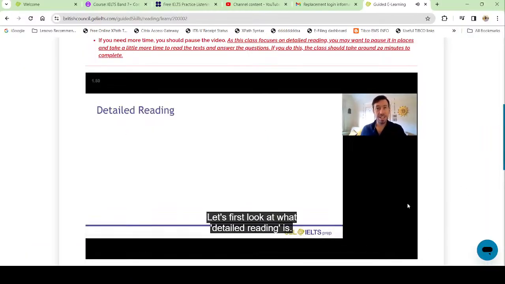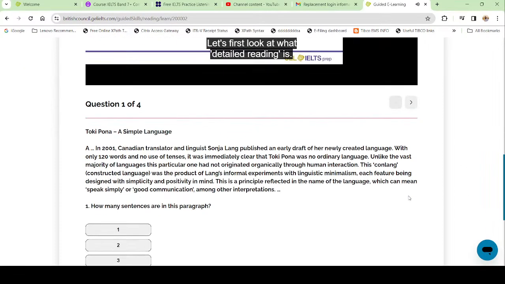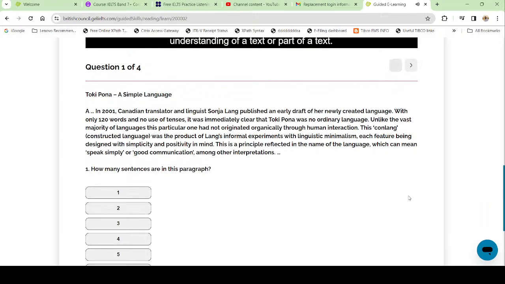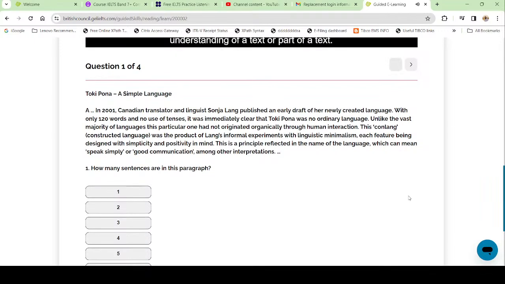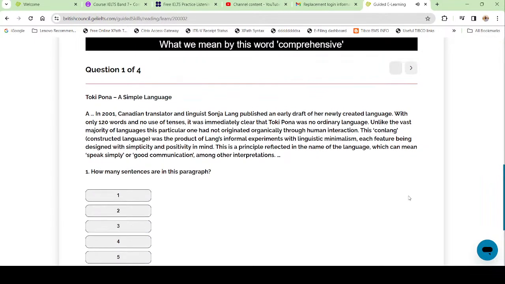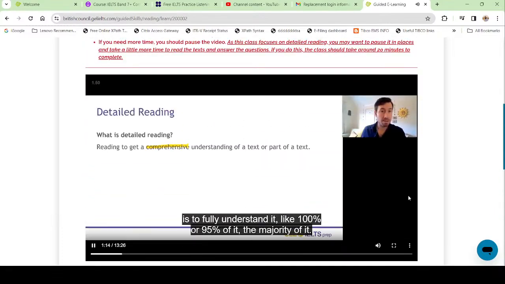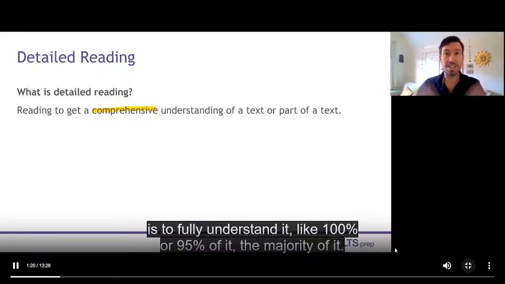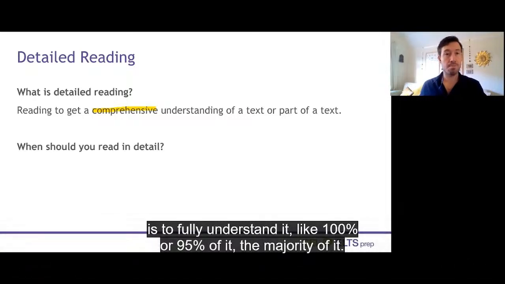So let's get started. Let's first look at what detailed reading is. Well, it's reading to get a comprehensive understanding of a text or part of a text. And what we mean by this word comprehensive is to fully understand it. Like 100 or 95% of it, the majority of it.